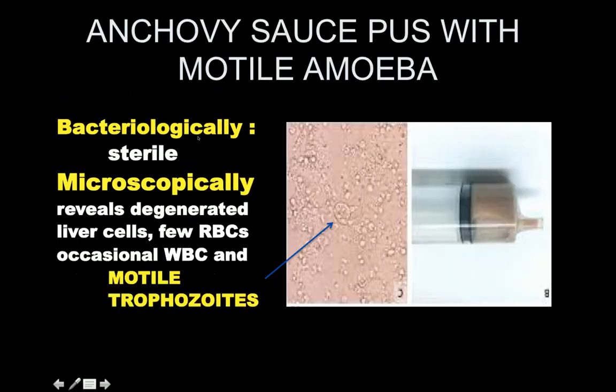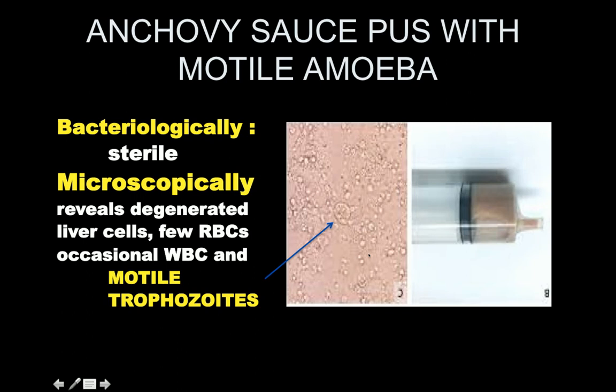Bacteriologically, which means that if you culture it, it is sterile. You are not able to isolate any bacteria from it because it is caused by a parasite, not by bacteria. Microscopically, this is the microscopic picture of this pus. You see the degenerated liver cells, few RBCs, and occasional WBCs.